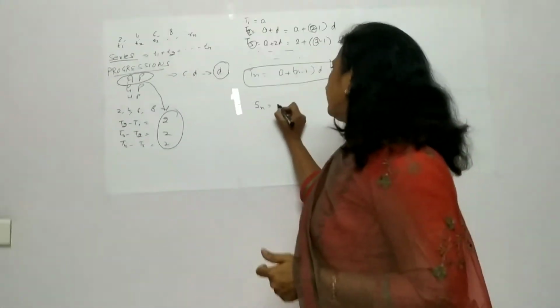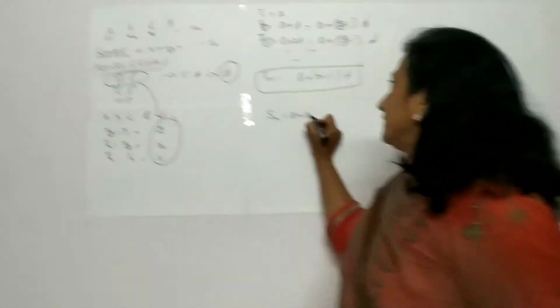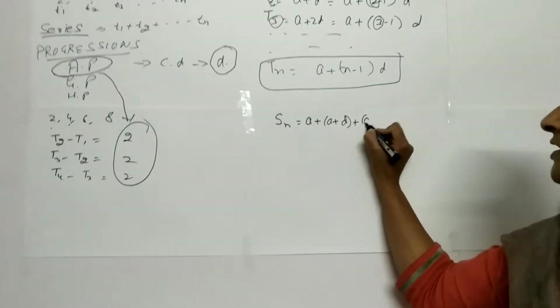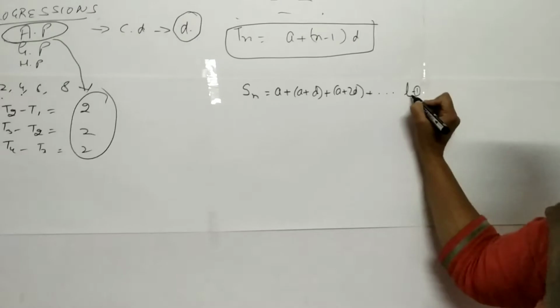So, how to find the sum? Let us say the first term is A, and the sum of the terms is A, A plus D, A plus 2D. Likewise, continuing like this, it is up to L. L is the last term.